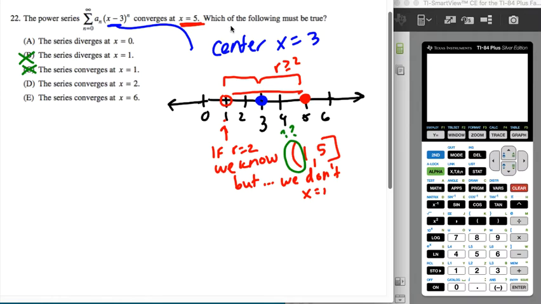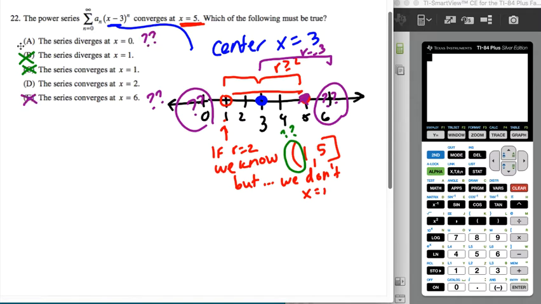We also can't know if the radius covers 0 and 6, because we were told that this thing definitely converges at 5, but we don't know if that's the endpoint. Maybe this thing has a radius of 3. The radius just has to hit 5. It might go farther than 5, but we just don't know if this thing converges at 6, and we can't know if this thing converges at 0. There's just not enough information given because we're asked which one must be true.